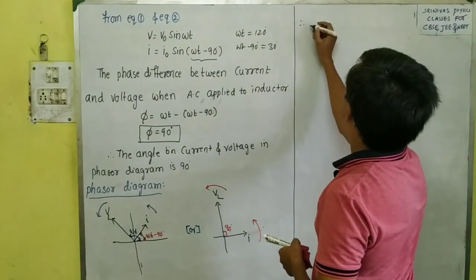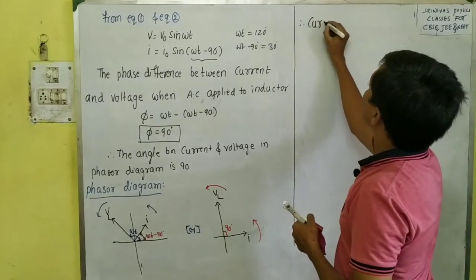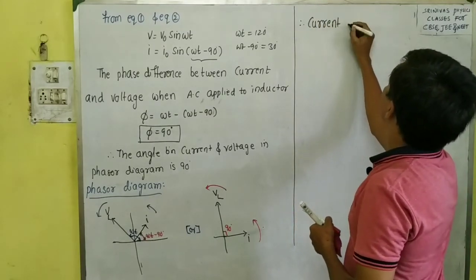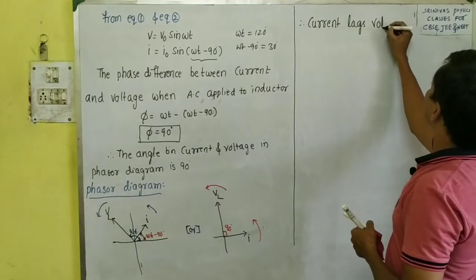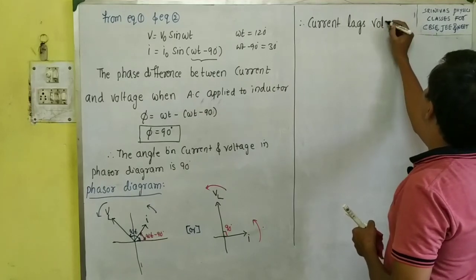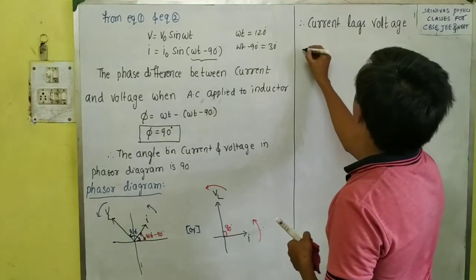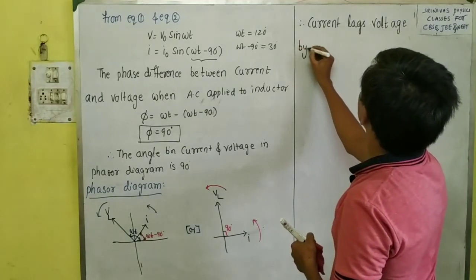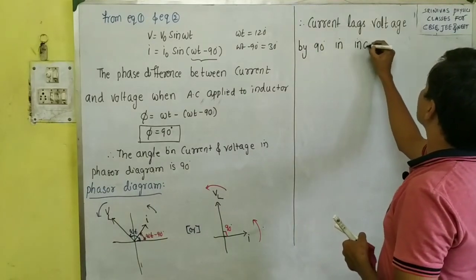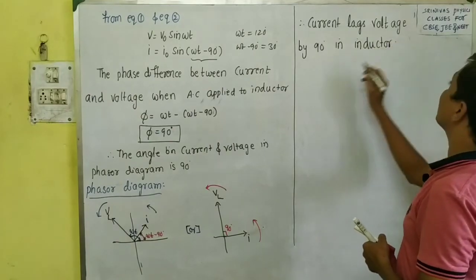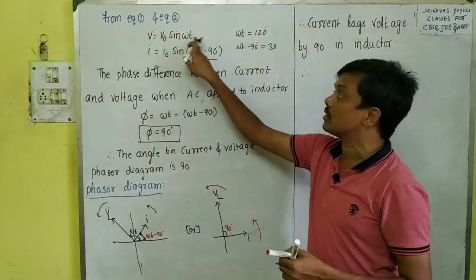Okay, we write an important point: current lags voltage or EMF, current lags voltage by 90 degrees in an inductor. This same thing we write like this: current lags means current angle is less compared with voltage angle.